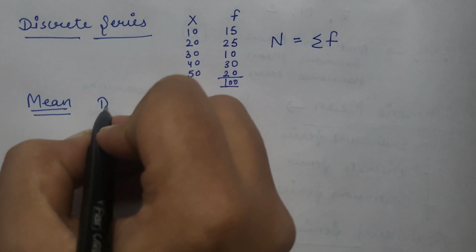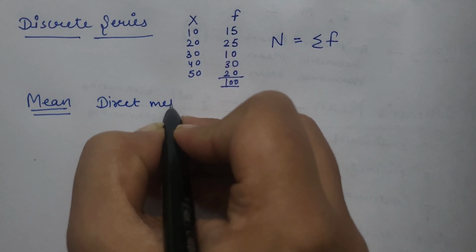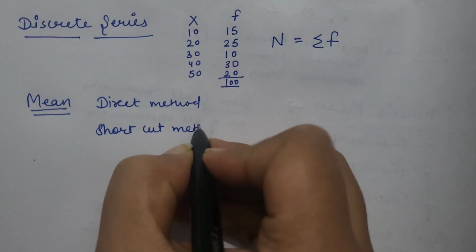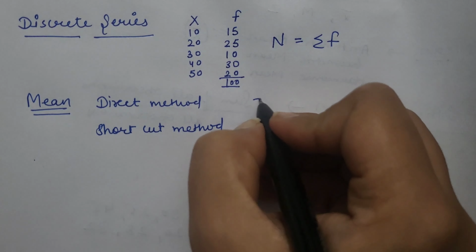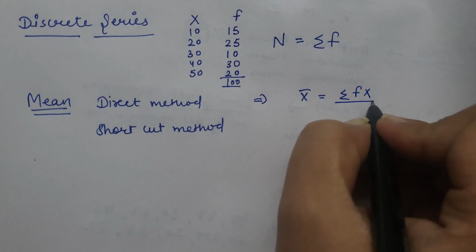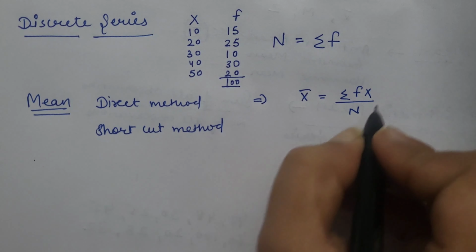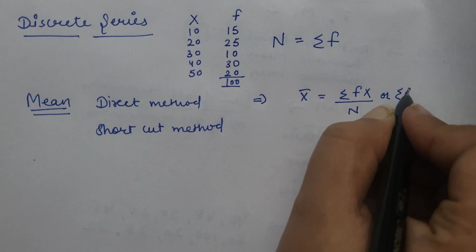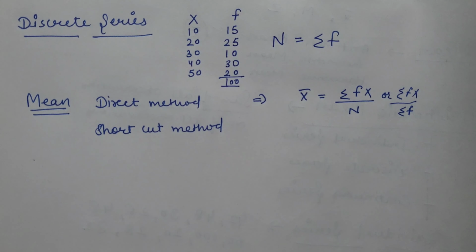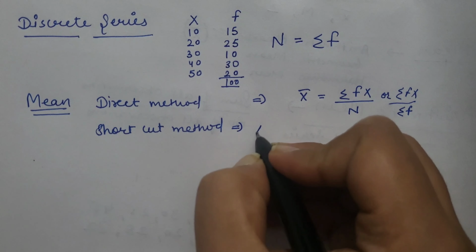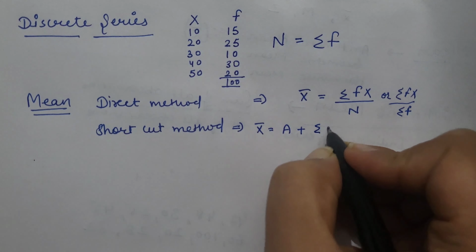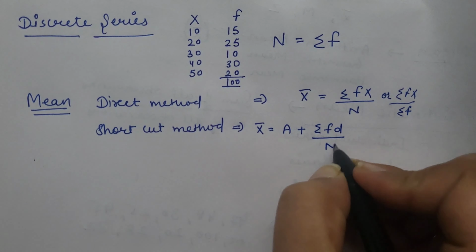First, direct method, and second method is shortcut method. In direct method, mean can be calculated as summation fx divided by n, or we can say summation fx divided by summation f. In shortcut method, mean can be calculated as a, which is assumed mean, plus summation fd divided by n.